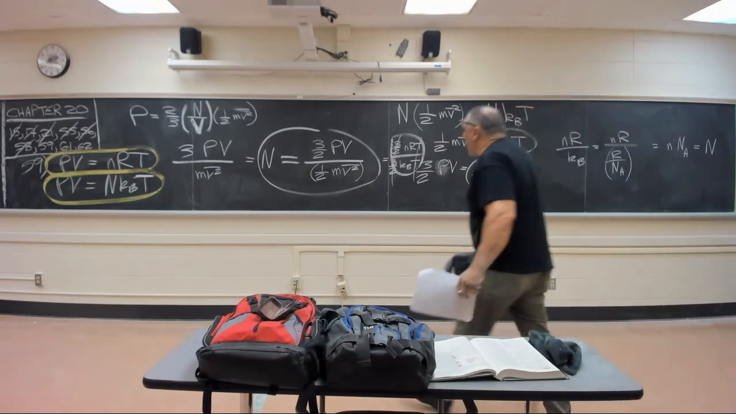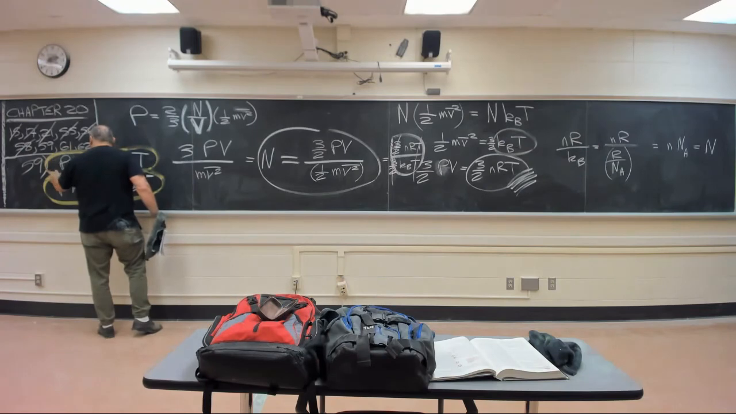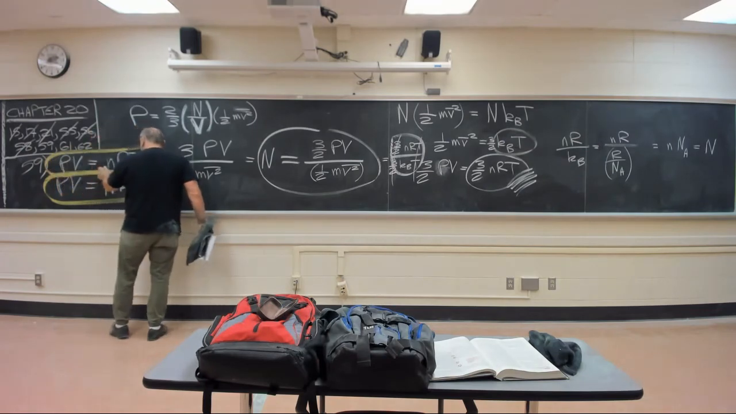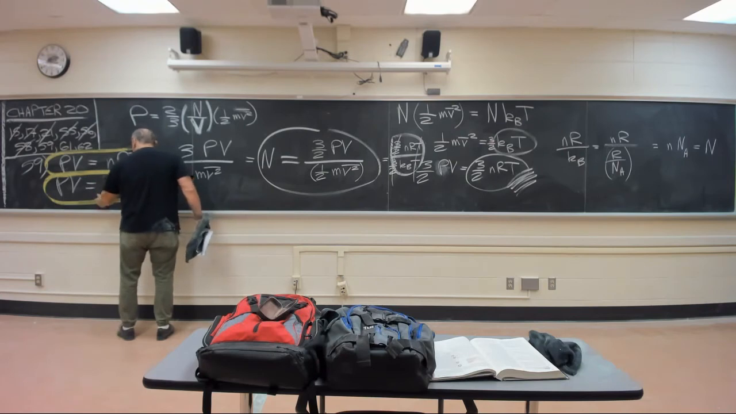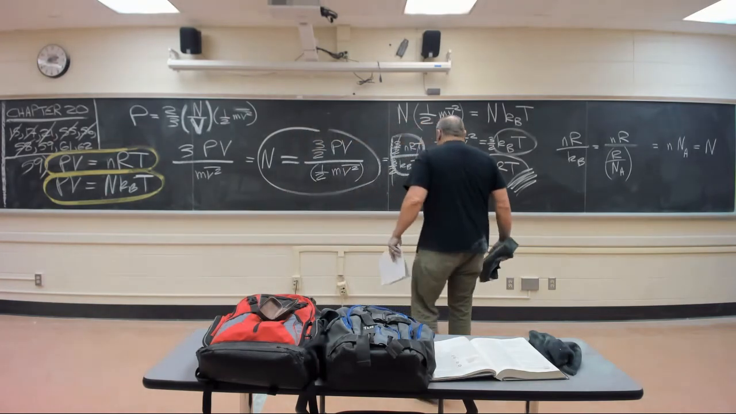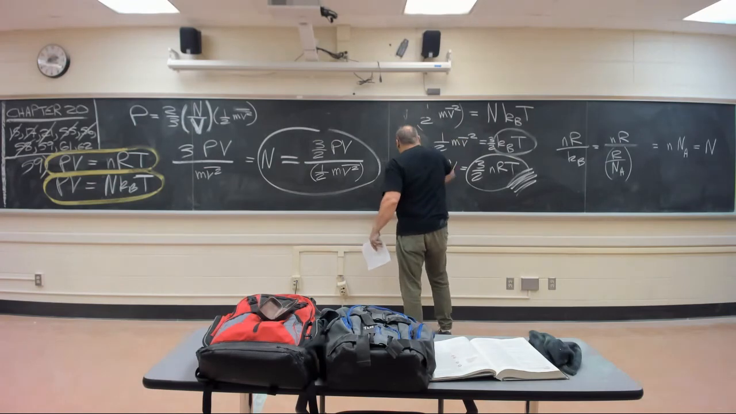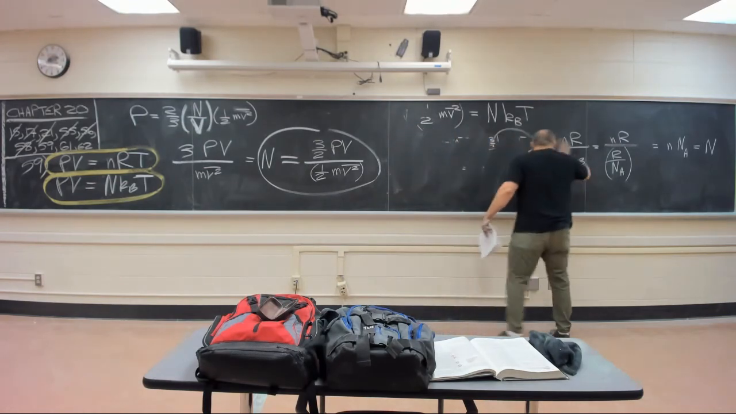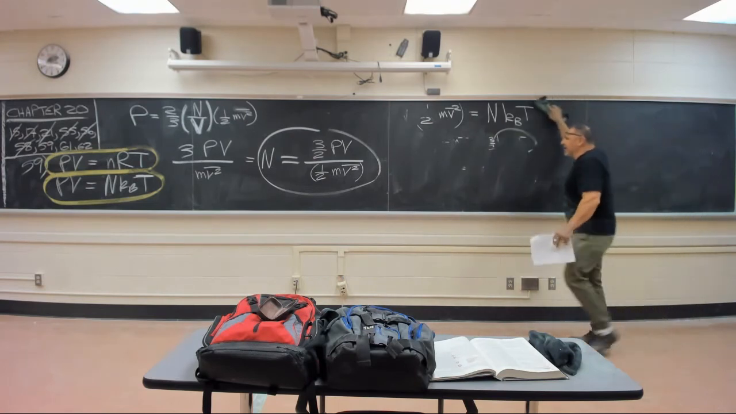If we're going to call this guy 3/2 PV, then it's 3/2 nRT. 3/2 PV is 3/2 capital N kBT. So on and so forth. So let's stay just with this, guys. The numbers work out. You got to be a little careful here.